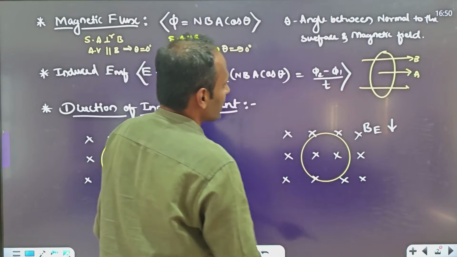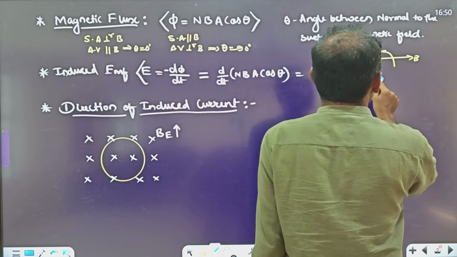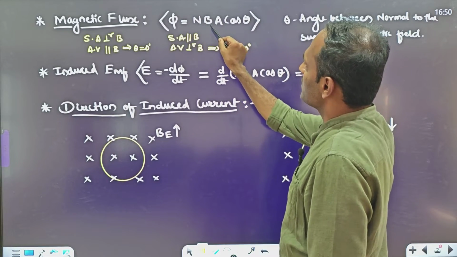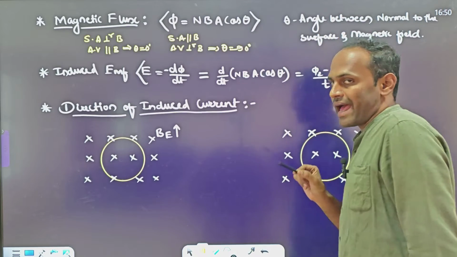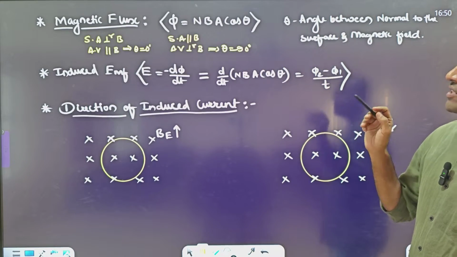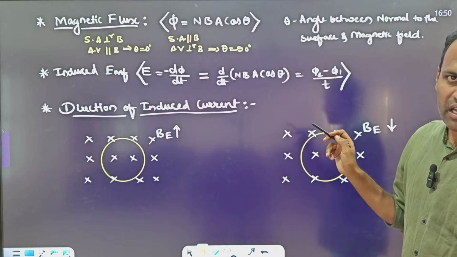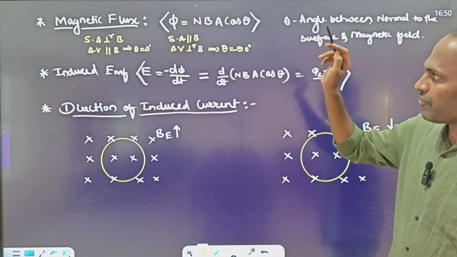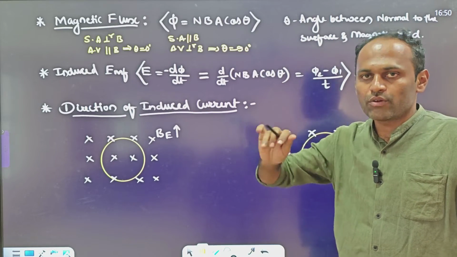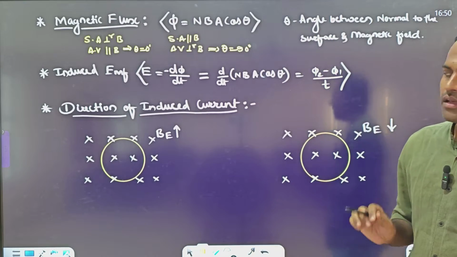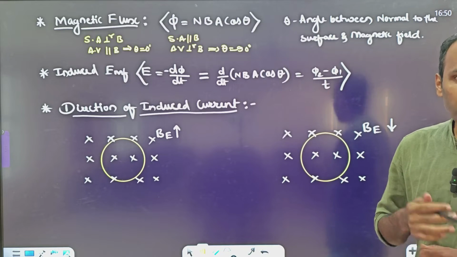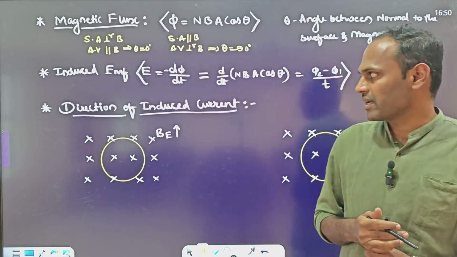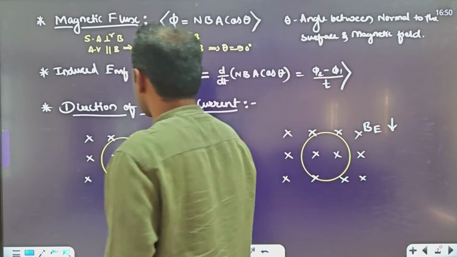When do you say magnetic flux will change? Magnetic flux will change whenever number of turns changes, or magnetic field changes, or area changes, or orientation, angle changes. Since flux depends upon N, B, A and theta, if any one among these changes, then flux will change. Correct? And if flux changes, EMF will get induced in that coil. Right? So to get EMF, flux has to change. Only if flux changes will you get the EMF, otherwise you will not get the EMF. Correct? Okay, so induced EMF.